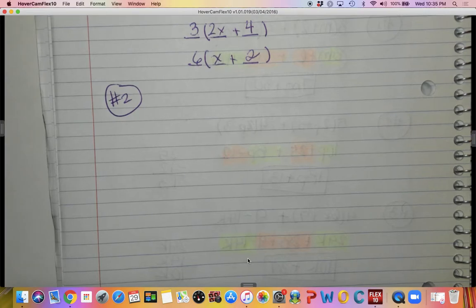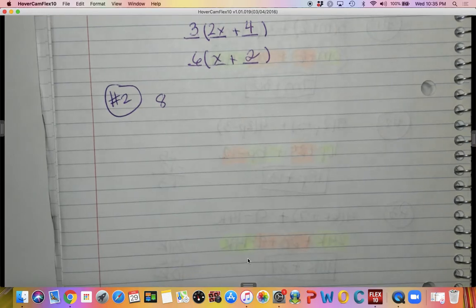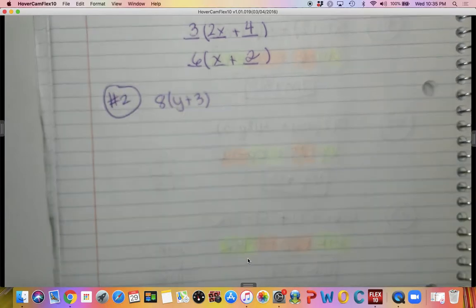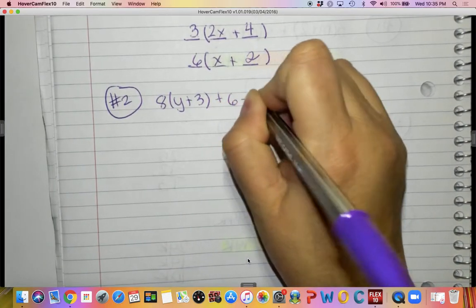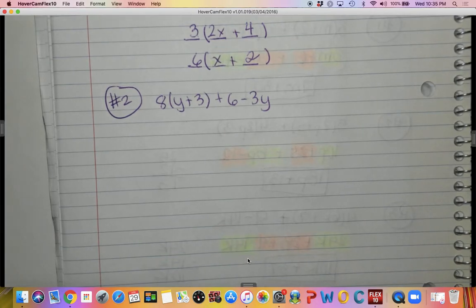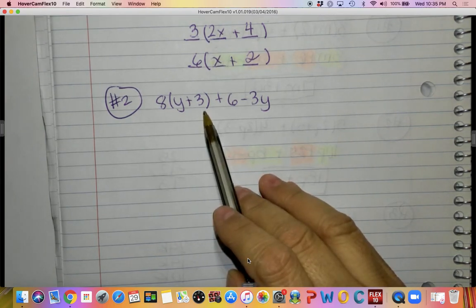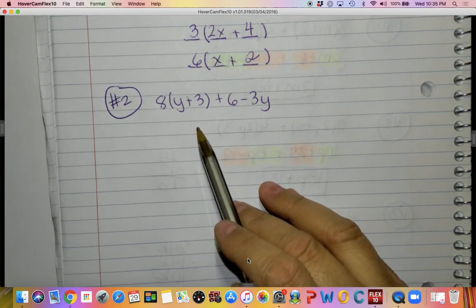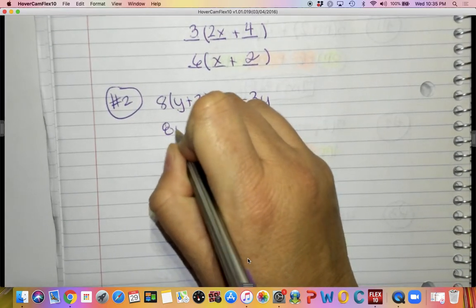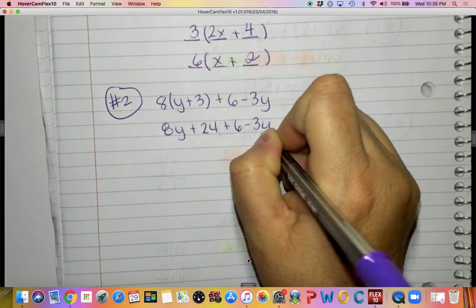Number 2. 8 times y plus 3 plus 6 minus 3y. So this one has a couple steps. First, we have to distribute this, then we have to combine like terms, and then we have to factor. So 8y plus 24 plus 6 minus 3y.